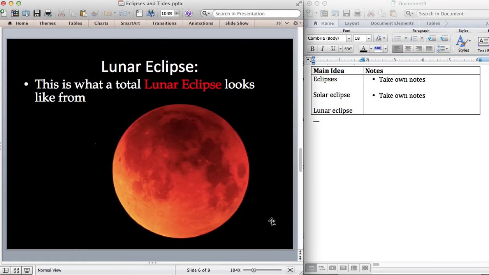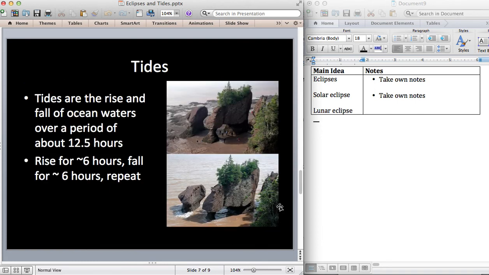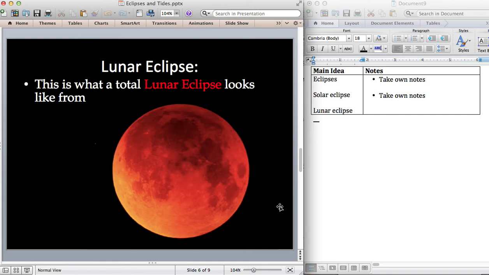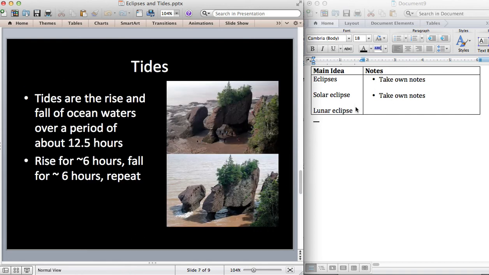A total lunar eclipse actually looks like this. It's very red, not dark and shadowy. We'll go over in class tomorrow why that is, so just keep that in mind. It's pretty sweet, it definitely turned bright red, which is really cool to see. So that's eclipses. Next up, we've got tides.